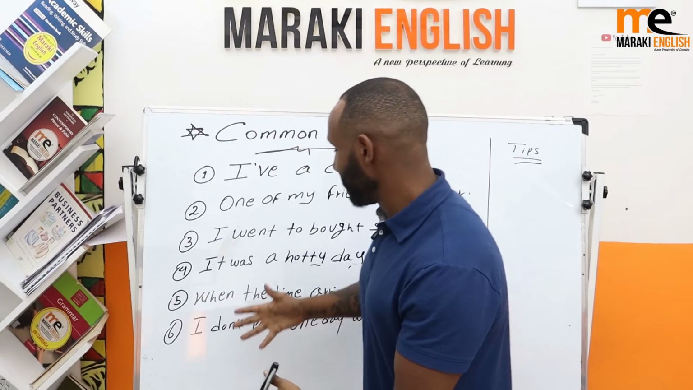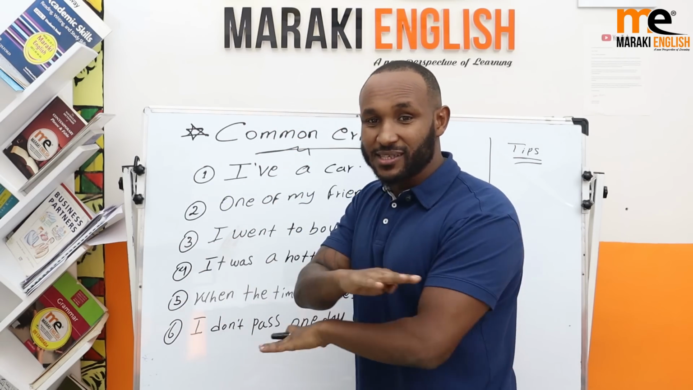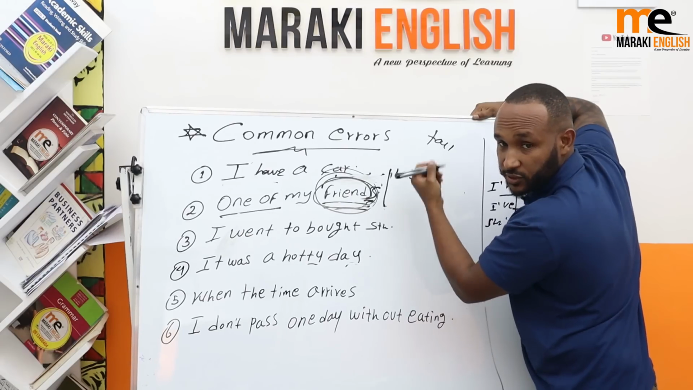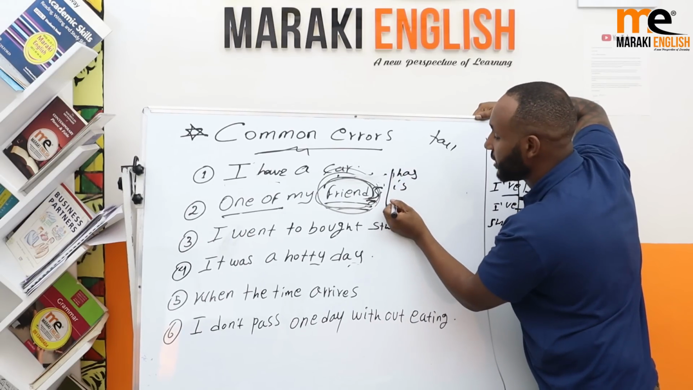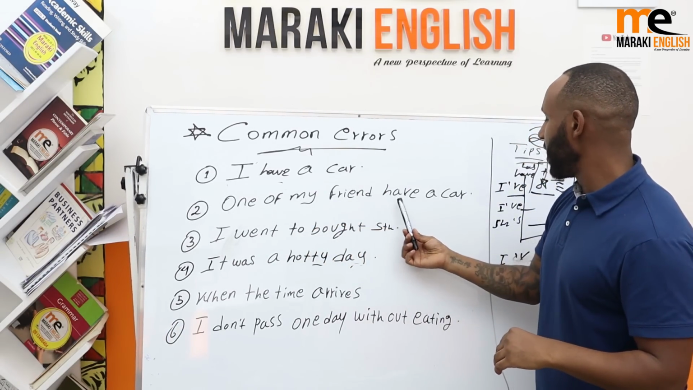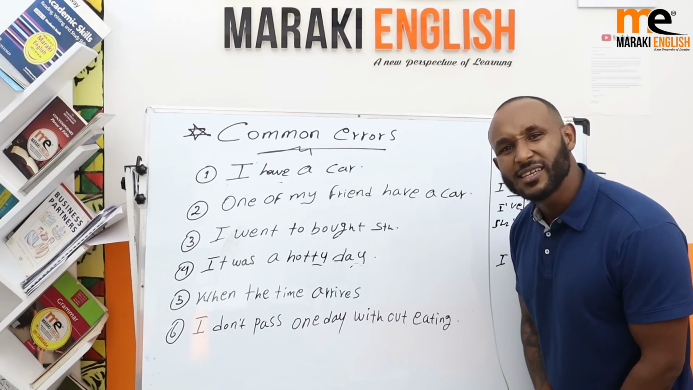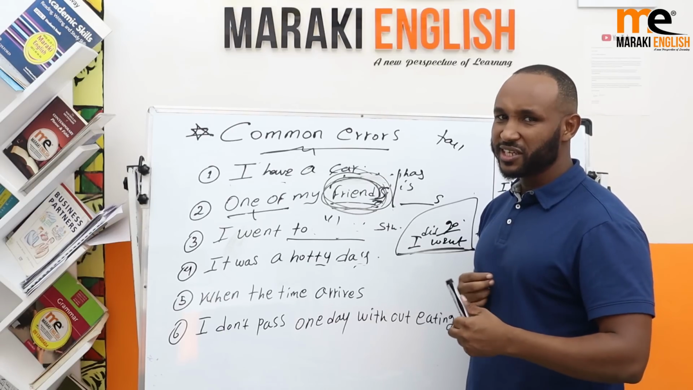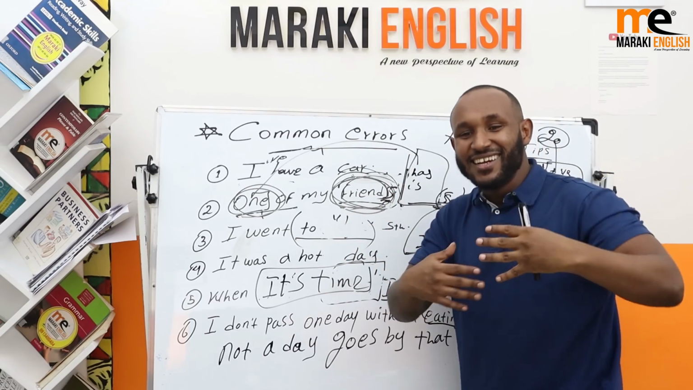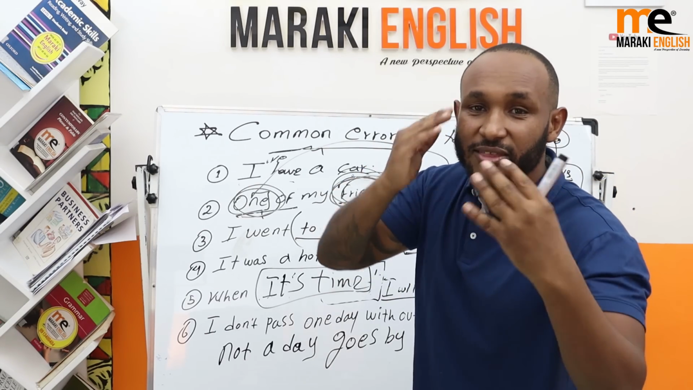And today I have 6 of the basic mistakes. I have a car. What's the problem with this? If you're talking about being, you say is. If you're talking about something they do, you add s here. One of my friends have a car. What is the problem? Yesterday, it was a hot day. What's the problem with this one? Exactly. Not a day goes by that I don't think about you.